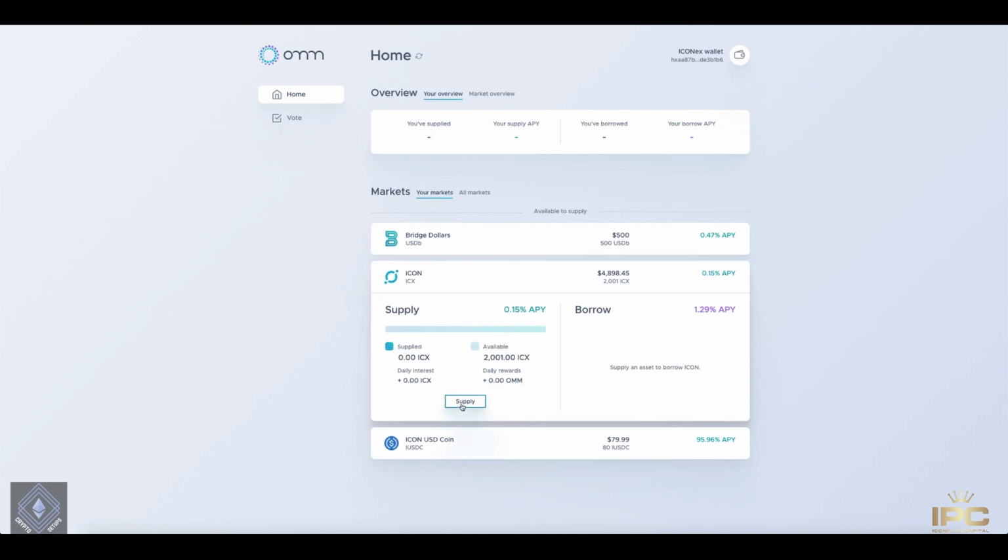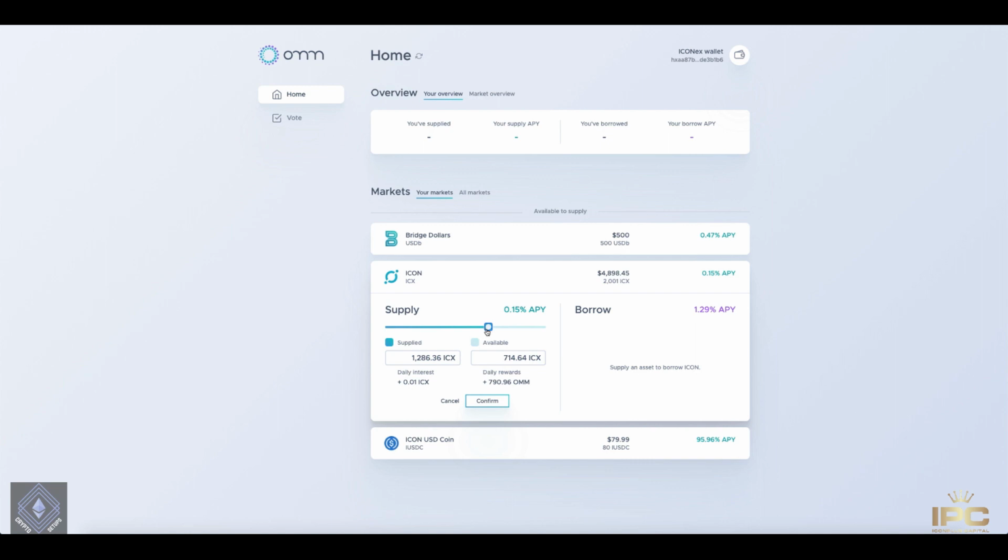Let's supply some. So I'm going to supply some ICX. At the moment you can see I have 2,000 available. There is no risk in supplying, apart from smart contract risk. There's no risk in terms of you getting liquidated or anything like that by supplying assets to the protocol.